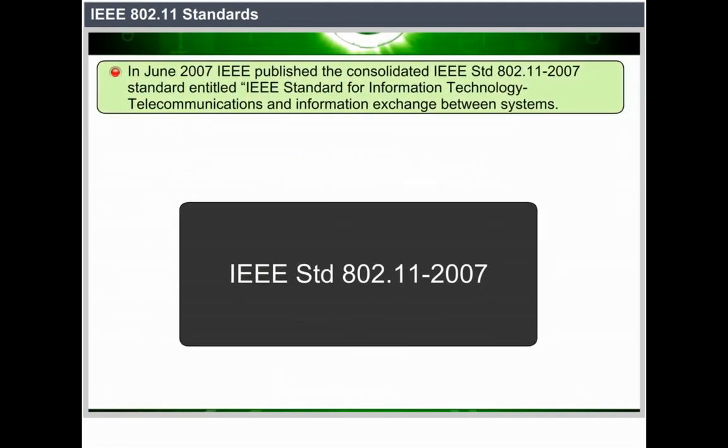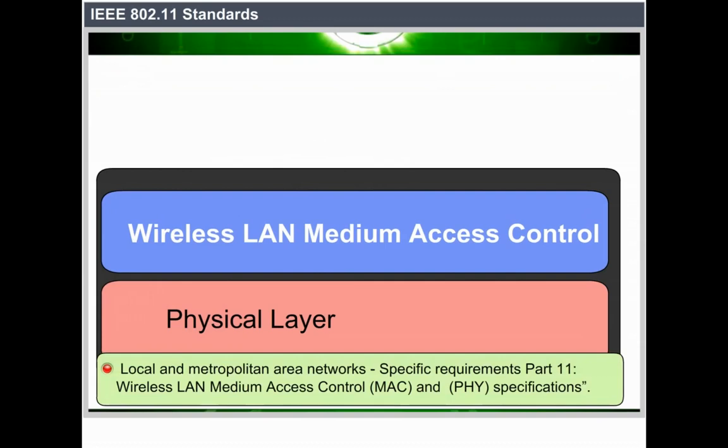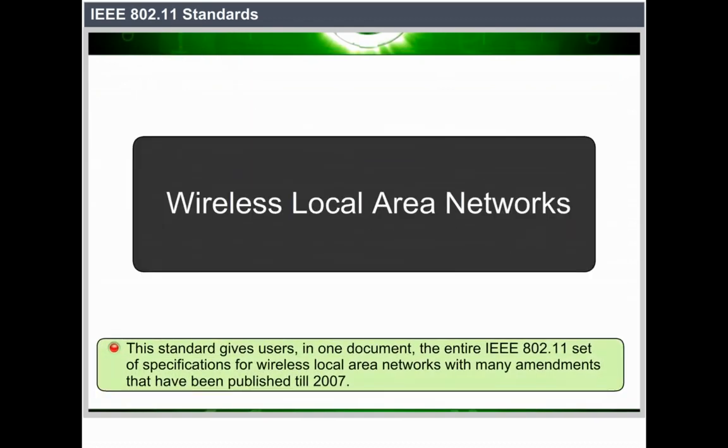In June 2007, IEEE published the consolidated IEEE 802.11-2007 standard entitled IEEE Standard for Information Technology, Telecommunications and Information Exchange Between Systems, Local and Metropolitan Area Networks, Specific Requirement Part 11, Wireless LAN Medium Access Control MAC and Physical Layer PHY Specifications. This standard gives users in one document the entire IEEE 802.11 set of specifications for wireless local area networks, with many amendments that have been published till 2007.